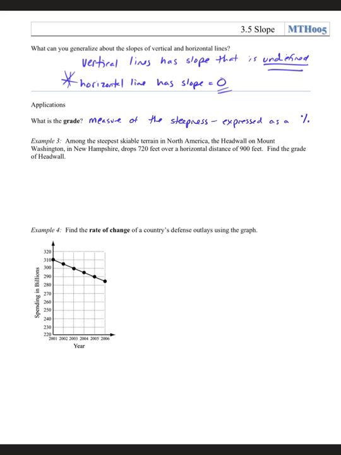That's the grade here. And the grade, again, just like we talked about in the previous section, is always going to be the change in the y over the change in the x. So we want to think of this, and I'm going to kind of come down here because I'm running out of space.